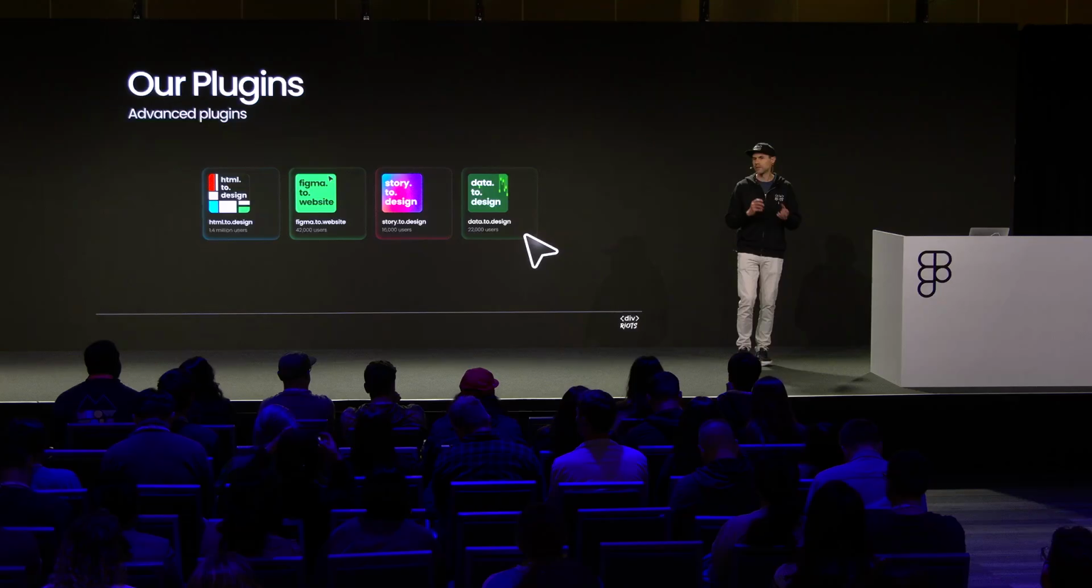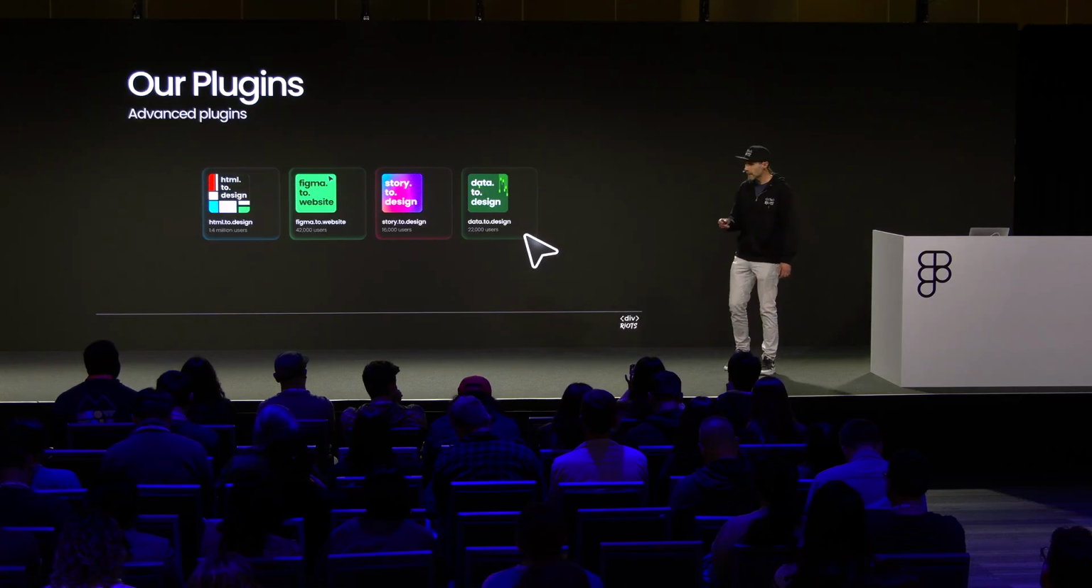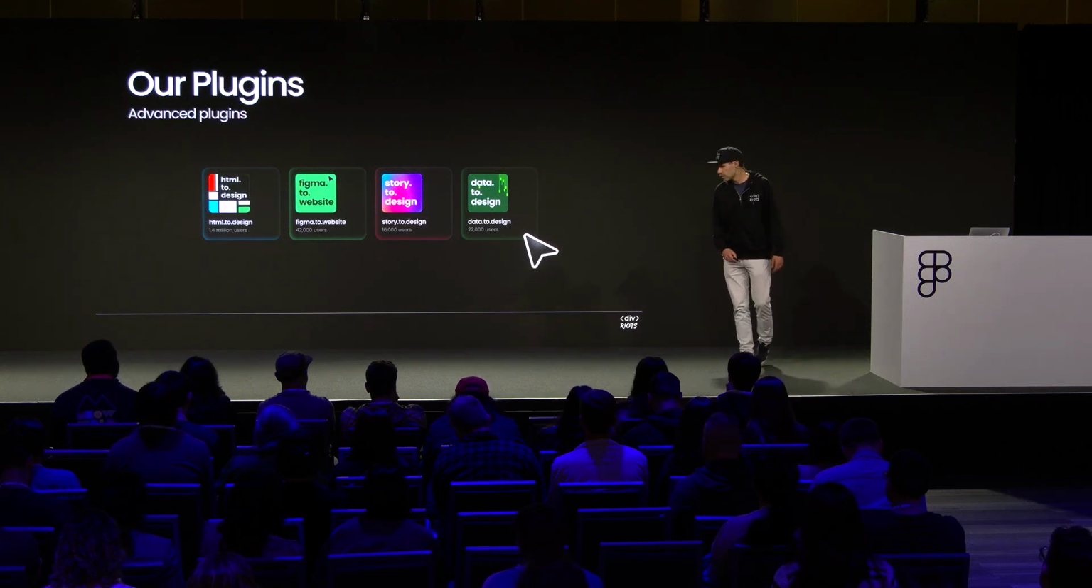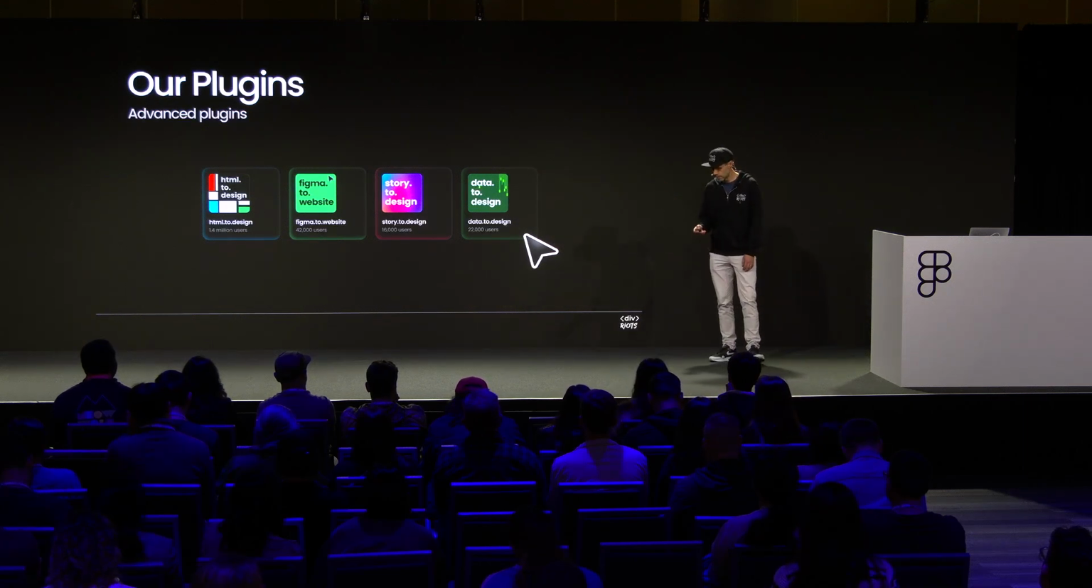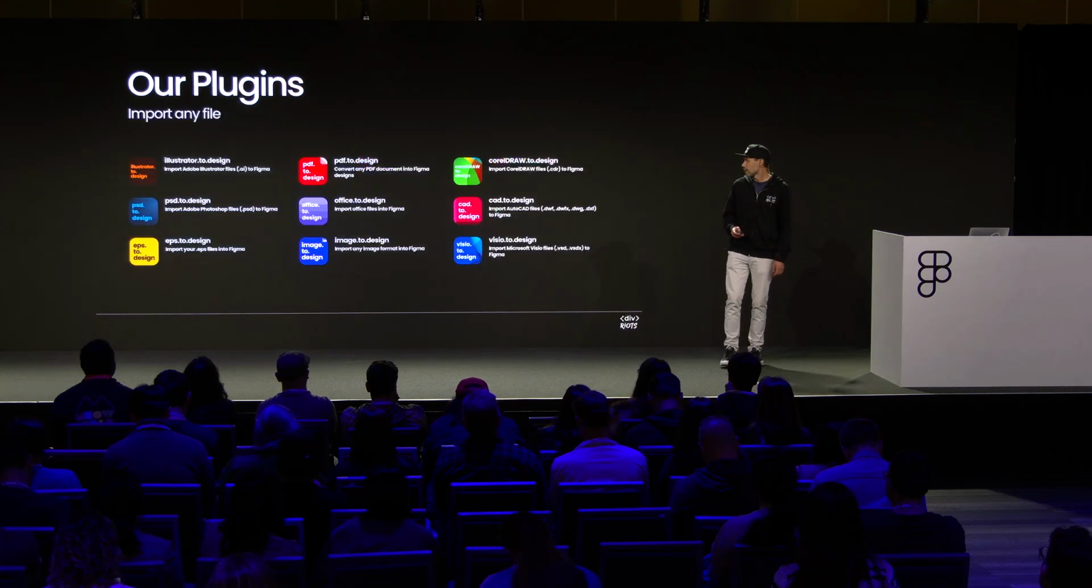Data to design is all about creating with your own data. You can take your own data from a spreadsheet, a Google spreadsheet, and apply that data into your design. So you can shape-shift your design with different data, and test if your design works with real data and on different values. So those are the most advanced plugins we do. And feel free to come to the booth to have demos or talk about them.